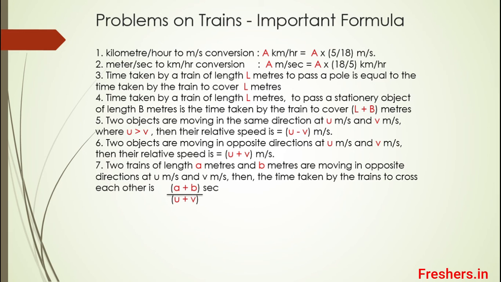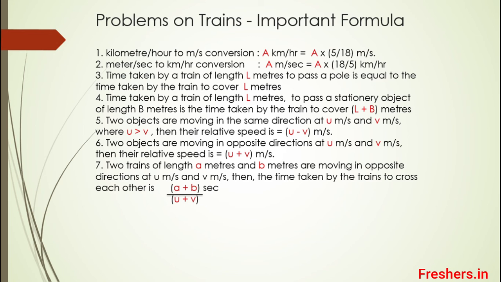Two objects are moving in the same direction at u meter per second and v meter per second, where u is greater than v. Then the relative speed is equal to u minus v meter per second. Two objects are moving in opposite direction at u meter per second and v meter per second. Then the relative speed is u plus v meter per second.